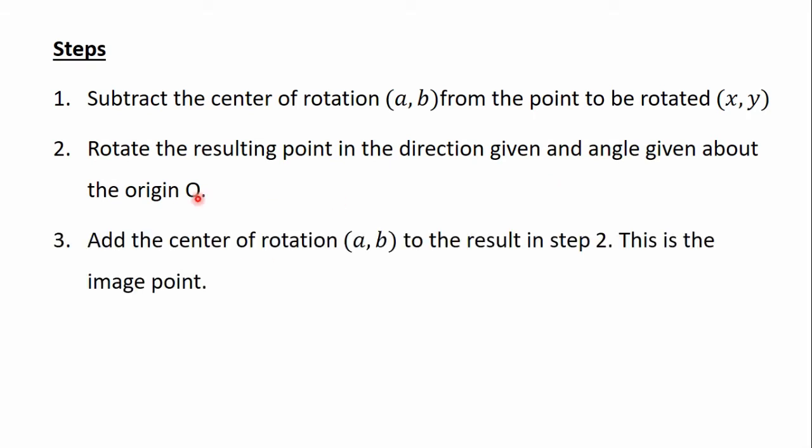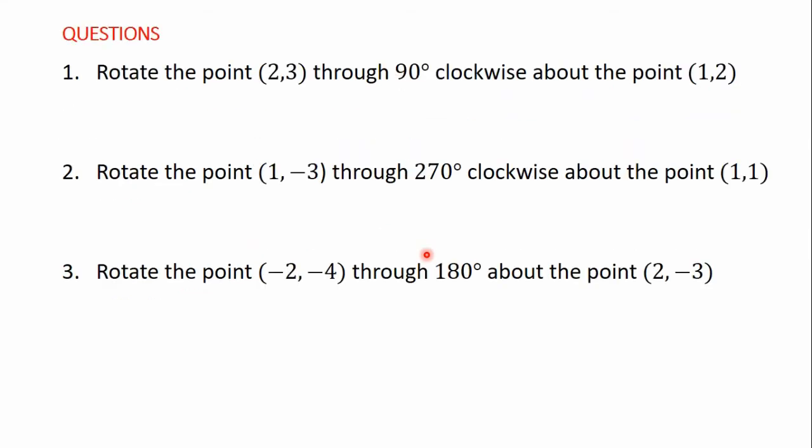Now, after you are done with that, we will add the center of rotation back to the results in step 2. So after you have rotated the point in the given direction and the given angle about the origin, you add the center of rotation AB to the result. And the final answer that you get, that will be the image of the point. We are going to solve some examples with these steps so that it will become very clear to you. We have 3 examples here and we are going to take them one after the other. So we will begin with the first one.